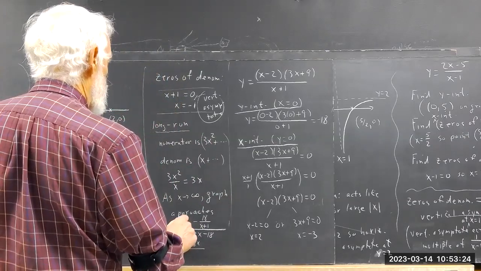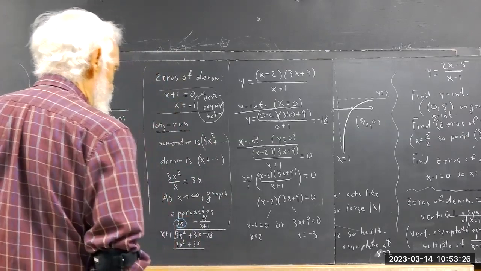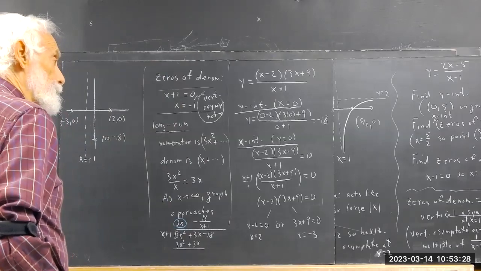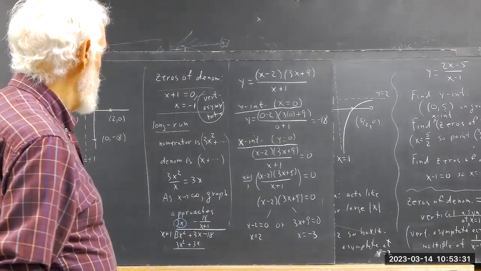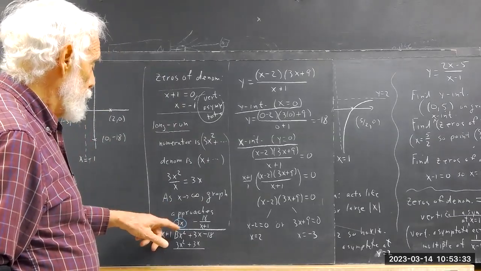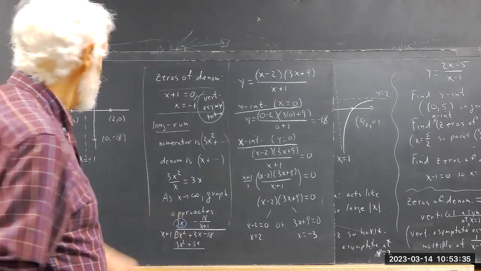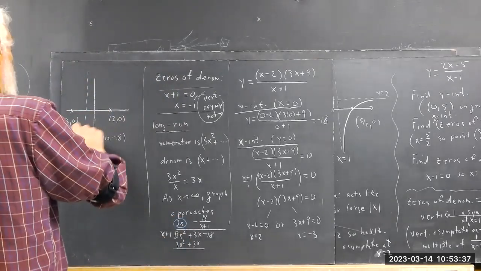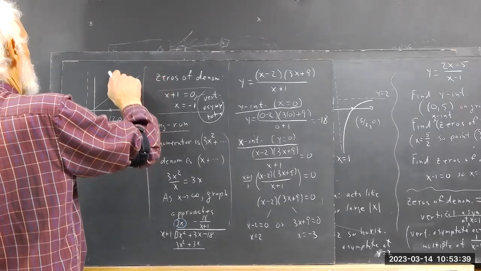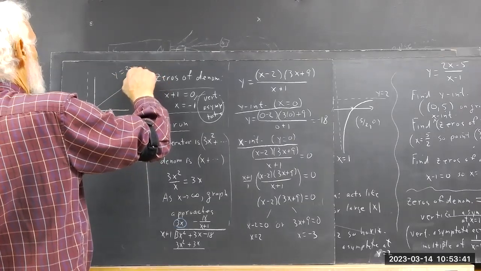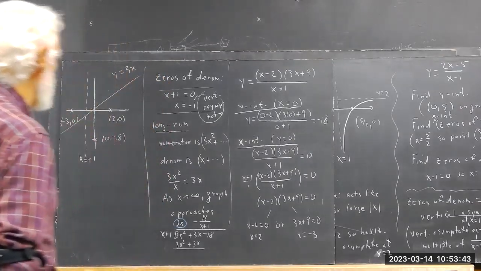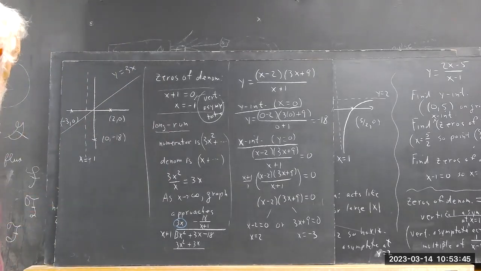So the graph approaches 3x. Now, if this hadn't matched this, then we could get a 3x plus a number. In this case, the graph actually approaches 3x. So here's, let's say y equals 3x. That's not very accurate. We should have less slope than that, but there it is.